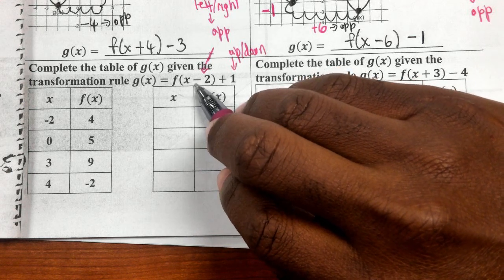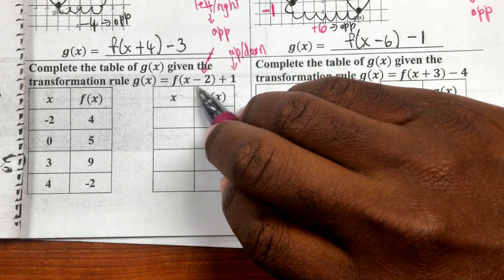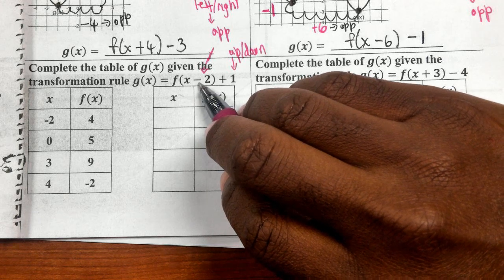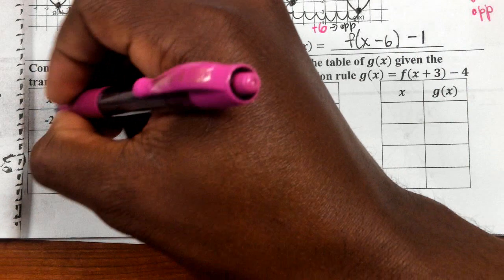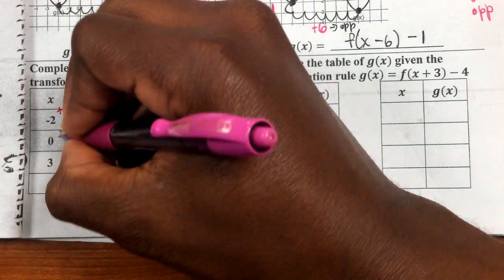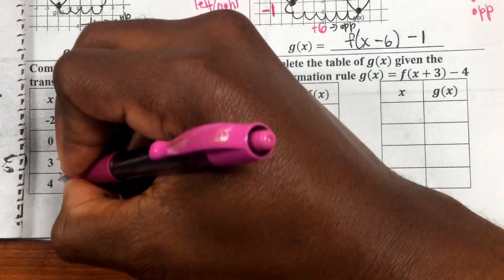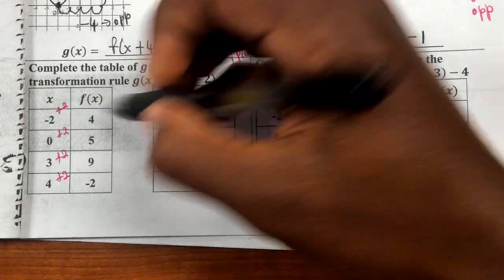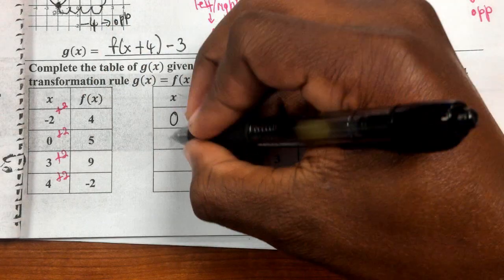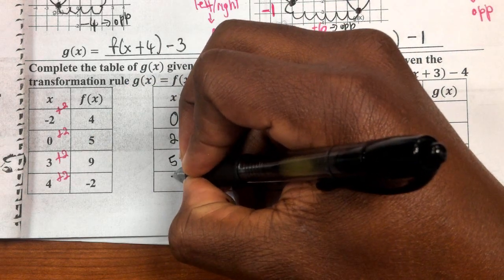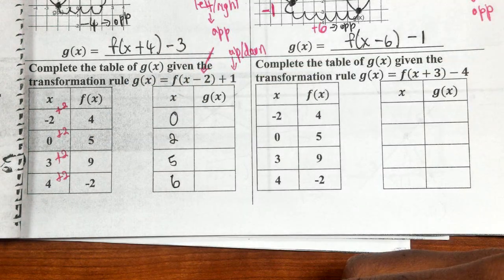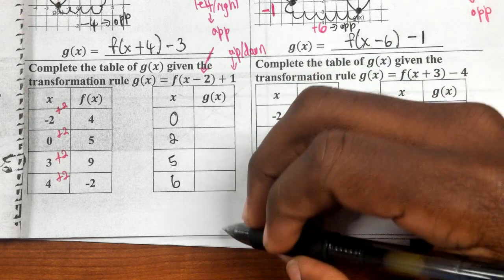So when I see this negative 2, what it actually means to me is that I'm going to not subtract 2, but add 2, because I need to do the opposite. So all of my x values, I'm going to add 2 to them. So if I add 2 to this, I get 0. Add 2, I get 2. Add 2, I get 5. Add 2, I get 6. So again, guys, that's all the x values.